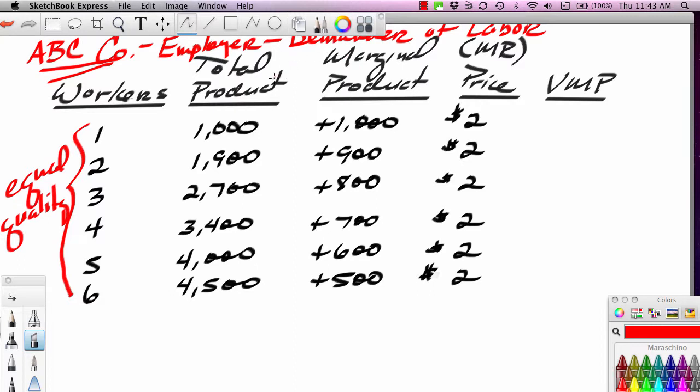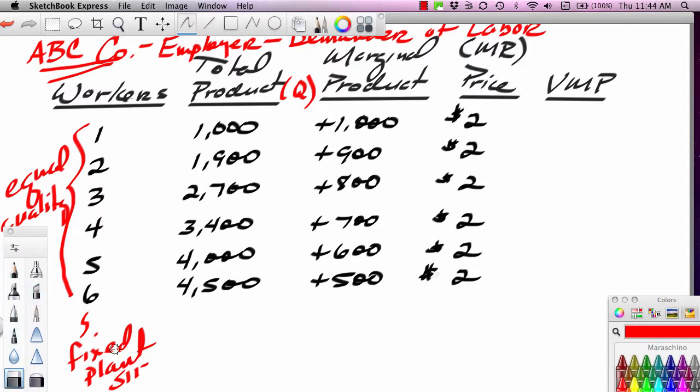Now remember, we talked about this in an earlier lesson. Total product is Q. It's quantity. It's the cumulative output. So as we add workers to what? We add workers to a fixed plant size, which means we're talking short run analysis, because the plant size is being held constant in the short run. So if we're adding workers to a fixed plant size, what we're seeing here is the law of diminishing returns setting in.